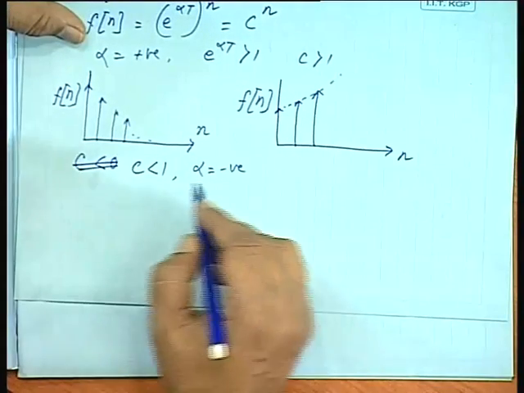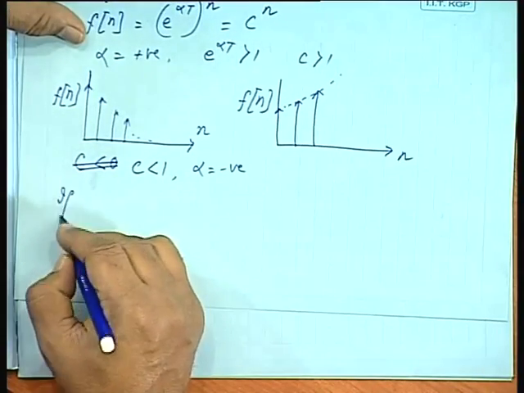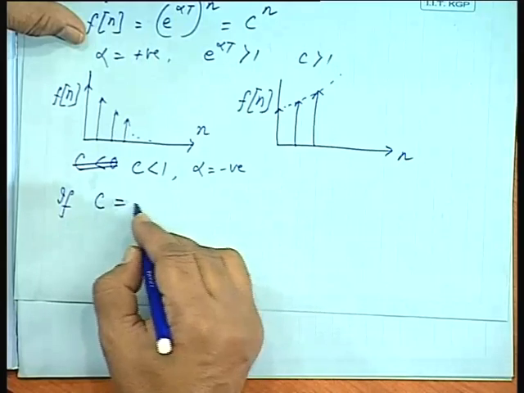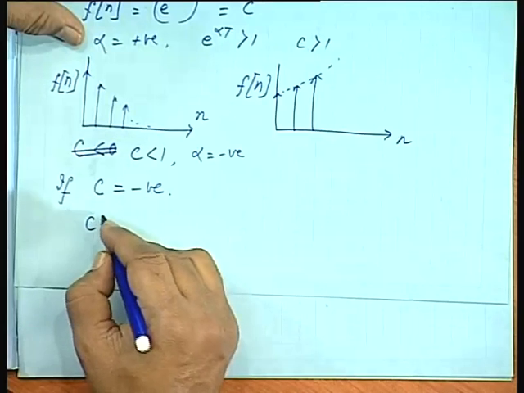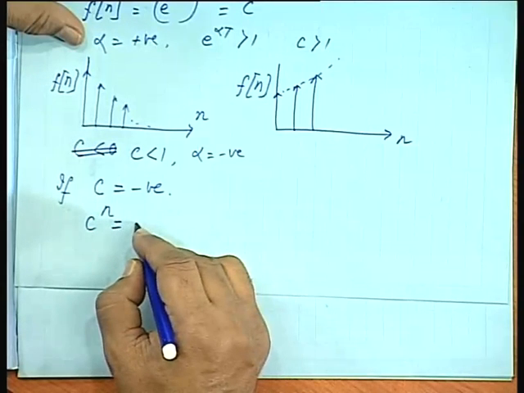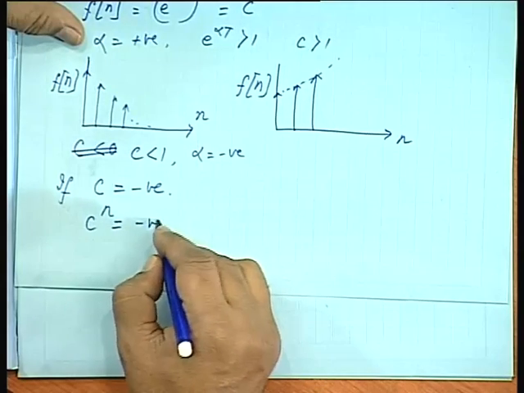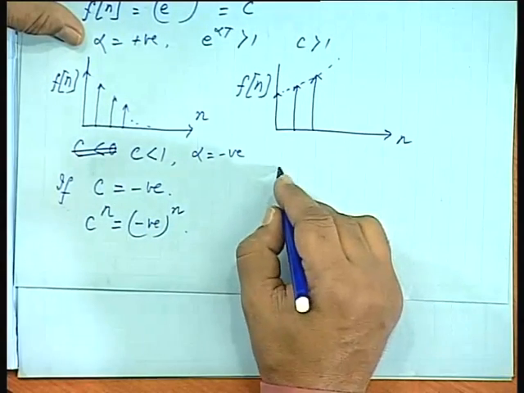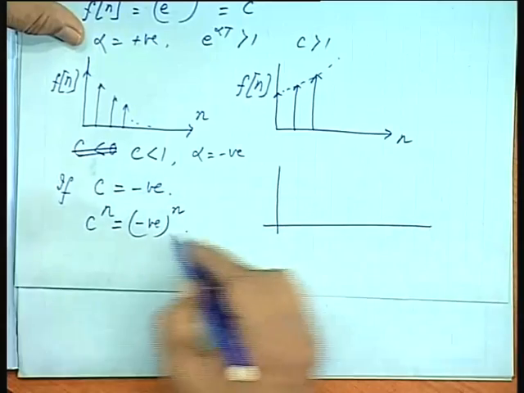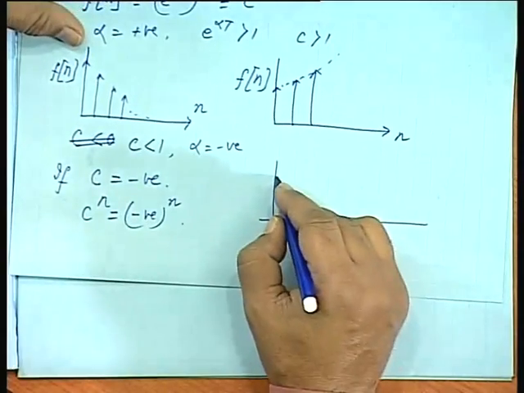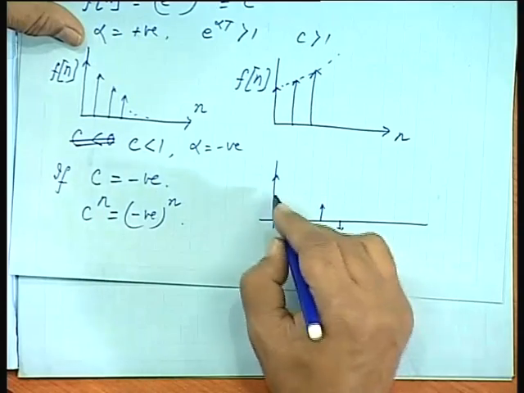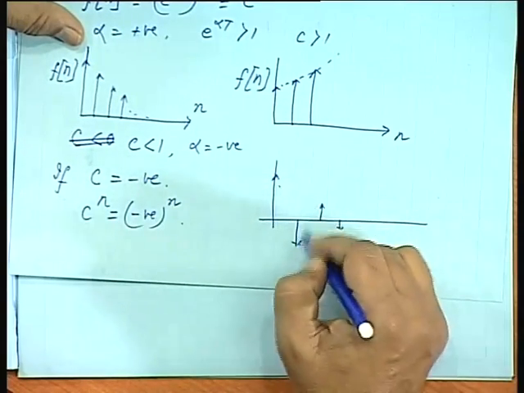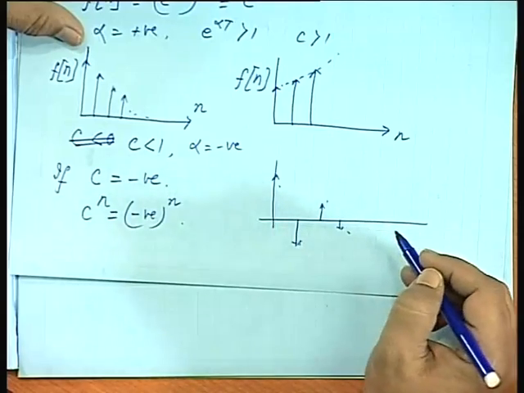If c is less than 0, c is negative, then c to the power n is some negative quantity to the power n. Depending on the magnitude of that quantity, it may be decreasing in magnitude or increasing in magnitude, but it will be appearing alternately with alternate signs.